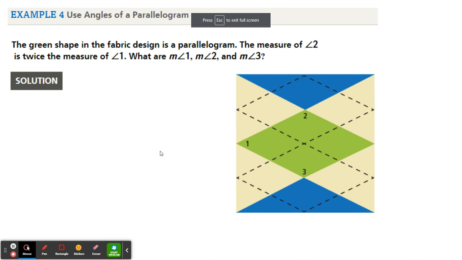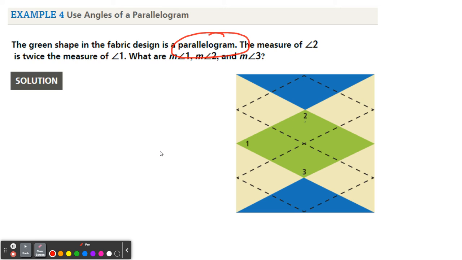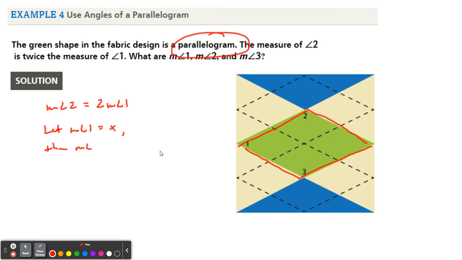Okay, so I have one algebra problem here. It says the green shape in the fabric design is a parallelogram. The measure of angle 2 is twice the measure of angle 1. What are the measures of angles 1, 2, and 3? So this guy right here is a parallelogram. If we let the measure of angle 1 equal x, then the measure of angle 2 is 2x.